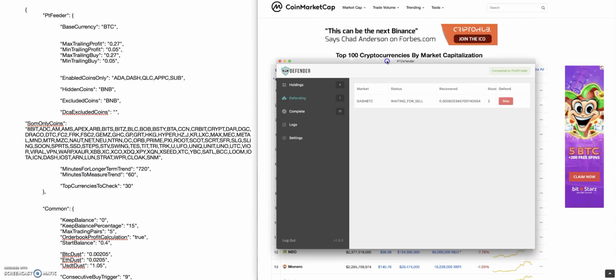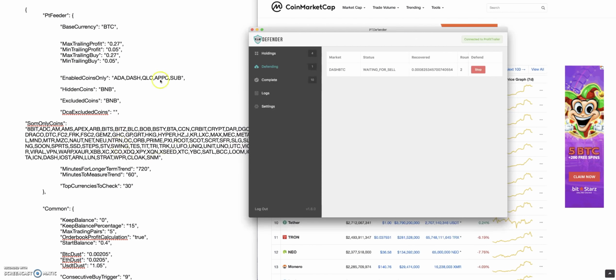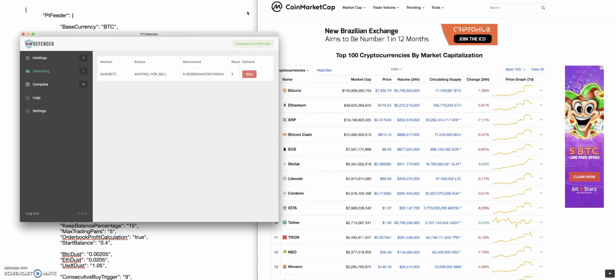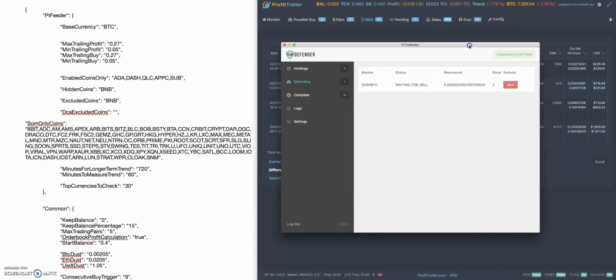The settings I'm running right now are BTC, because this is where some of my bags are being held. Keep that in mind. We're just going to dig right into it. So let's actually move this over. Let's go to Profit Trailer Monitor and you can see stuff that's going on here.